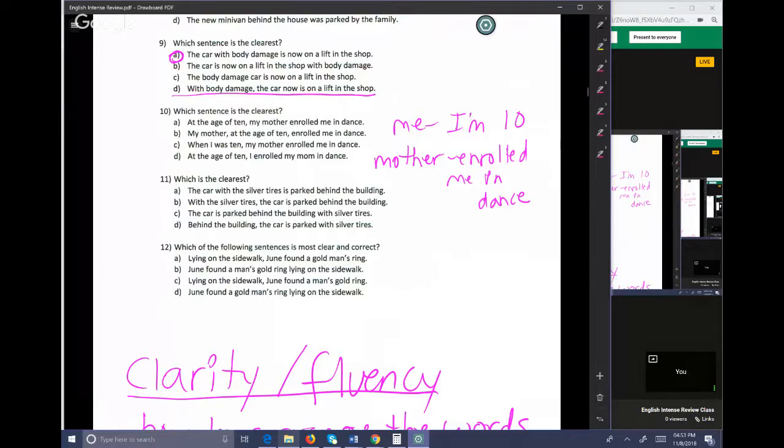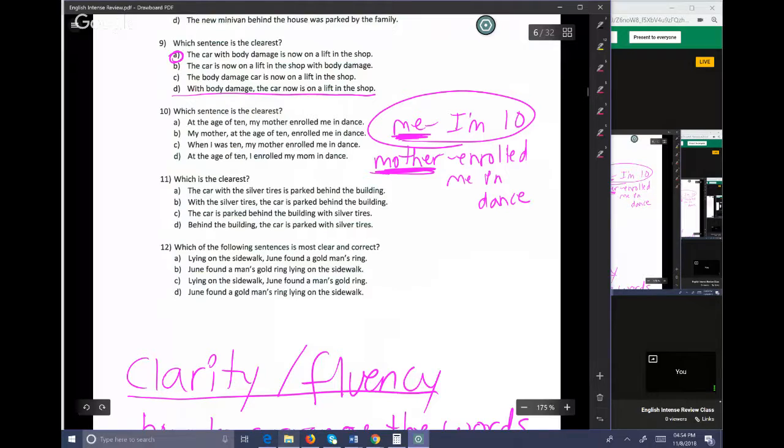So the way I did my list on 10 is I was like, well, there's 2 people involved. There's me and then there's mother. And that was the first thing that I listed, me, mother. And then I said, so I'm supposed to be 10. My mother is supposed to have enrolled me in dance. So I'm enrolled in dance, but my mother enrolled me in dance. And then I'm supposed to be 10, right?